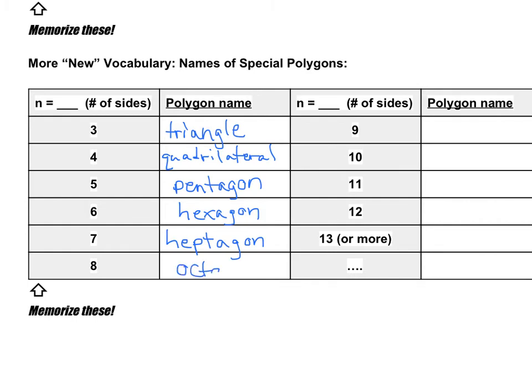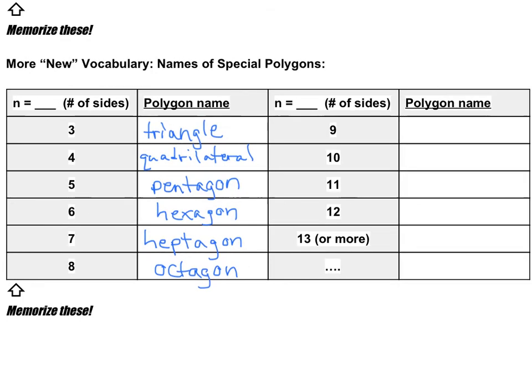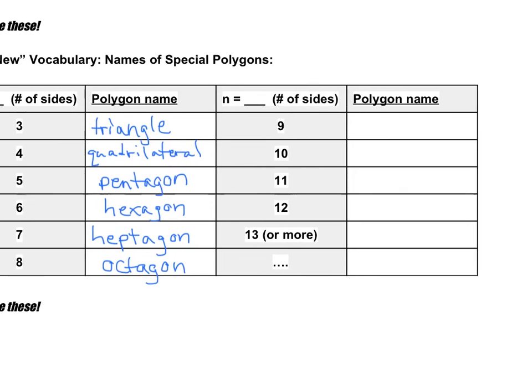8, hopefully we know, is octagon. 9 you might not be familiar with, but I think you'll be able to remember it. It's kind of like the letters that make up the word for 9, only it's nonagon. So you've got your two N's there, just like in 9. 10 is a prefix that you've probably seen in science classes or in other math classes. It's decagon.